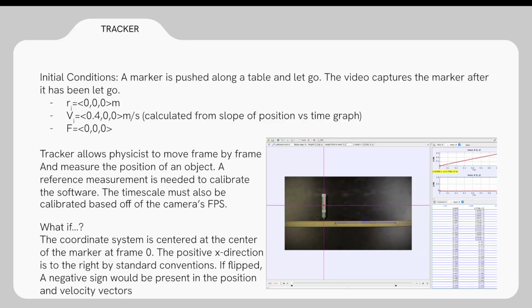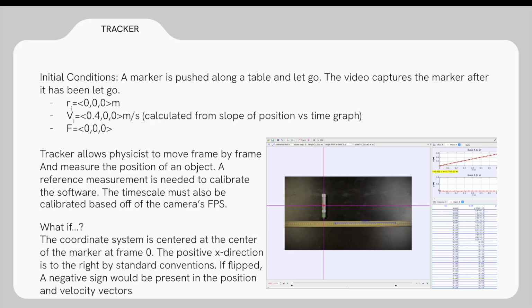The first half of the experiment has us using Tracker, which is a software that allows physicists to move frame by frame and measure the position of an object. A reference measurement is needed to calibrate the software so the software knows how far an object has moved frame to frame. The time scale must also be calibrated so the software knows how much time has passed between frames. In this video, a marker has been pushed along a table and let go, and the video captures the marker after it has been let go, so there's no further force acting on the marker from a hand.